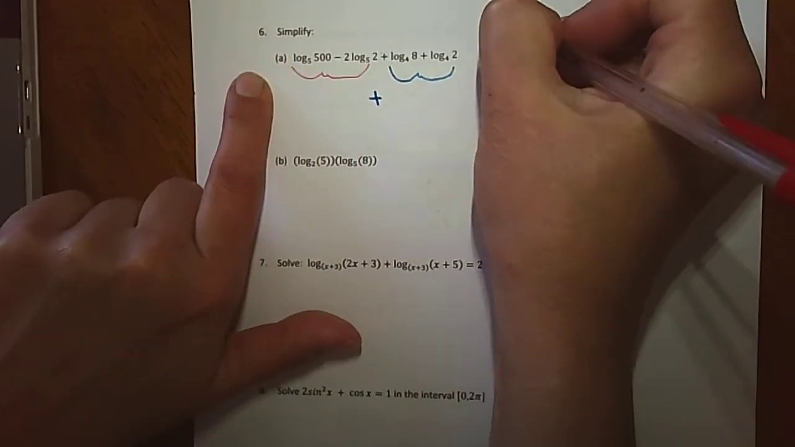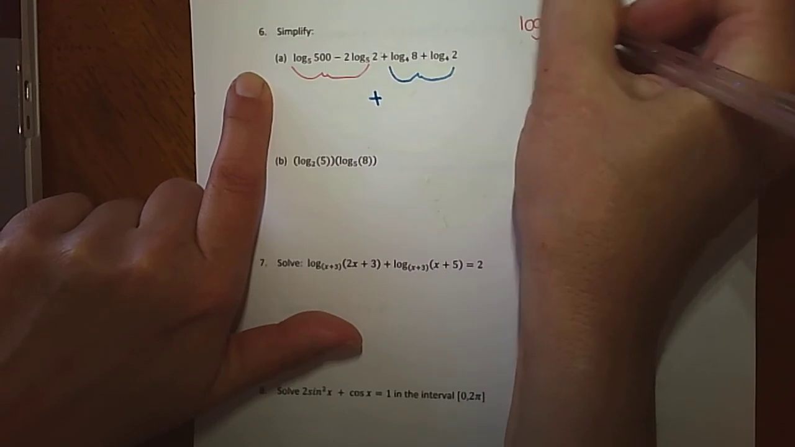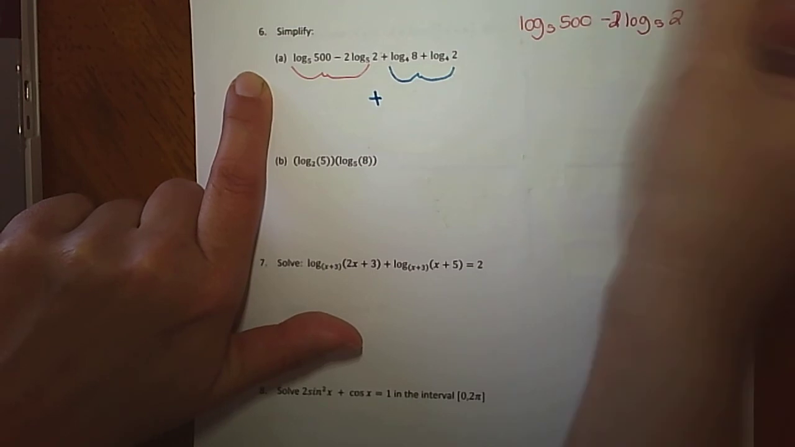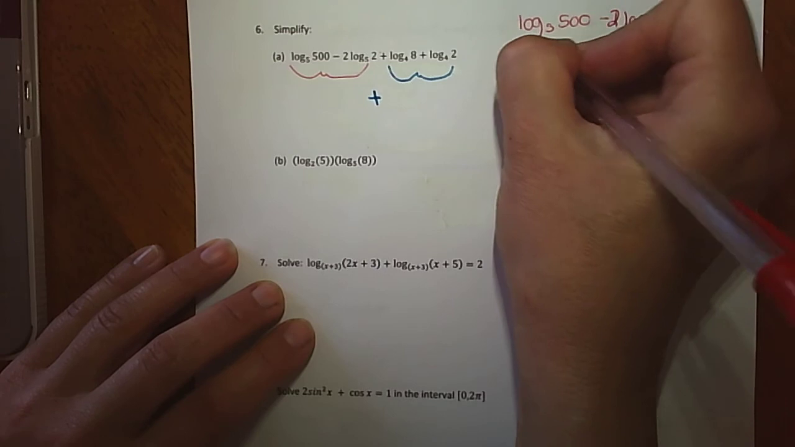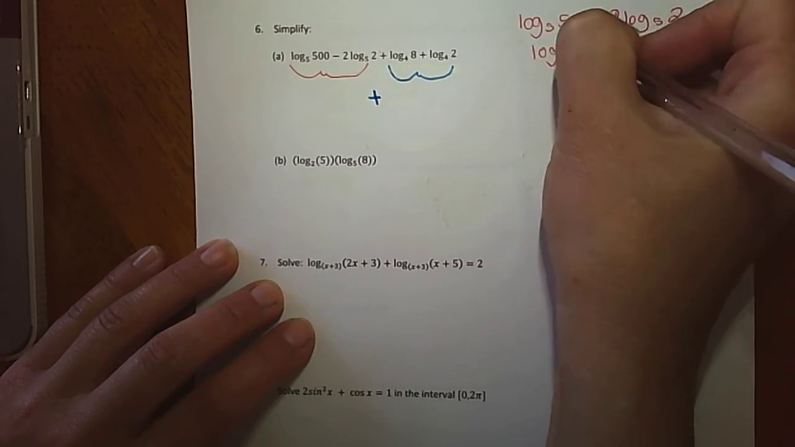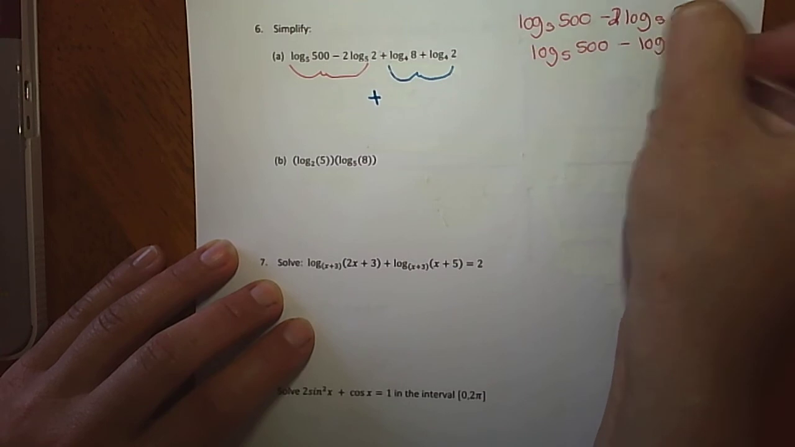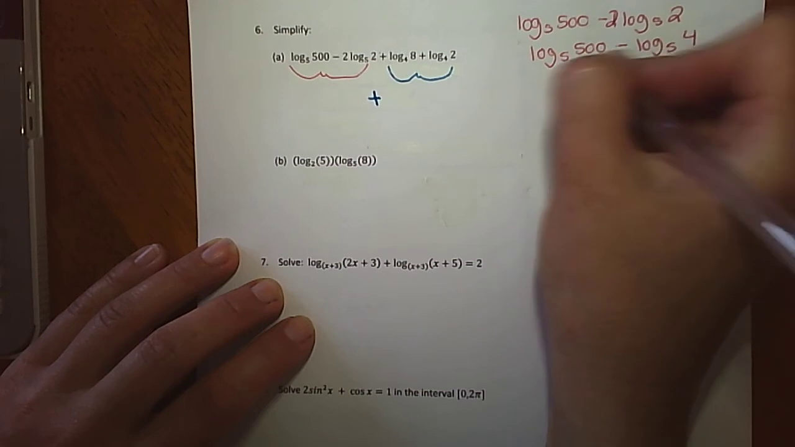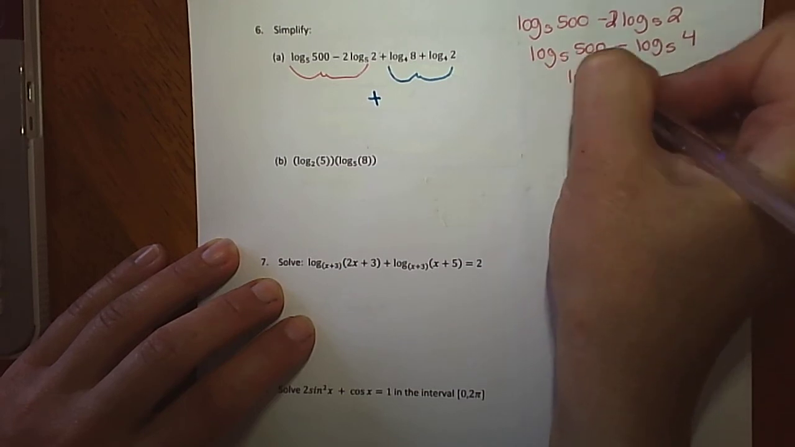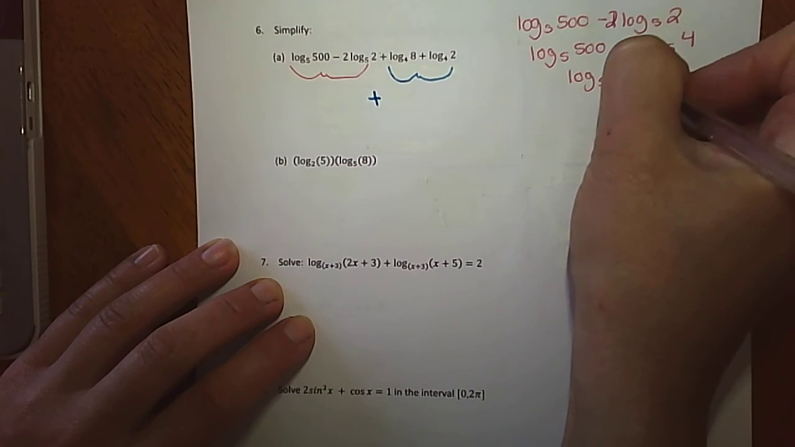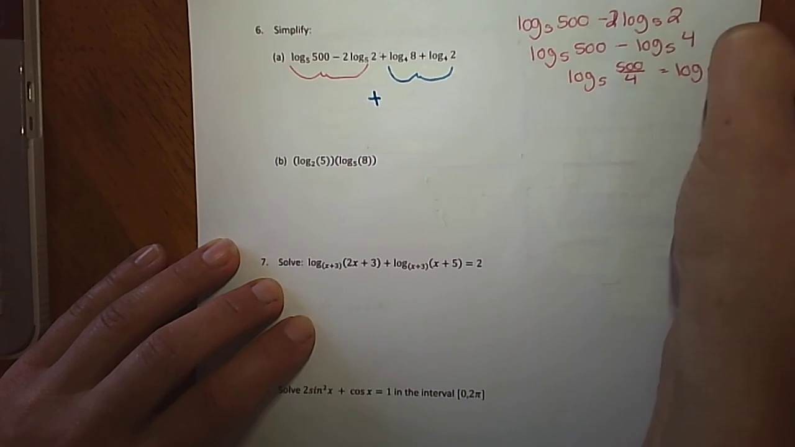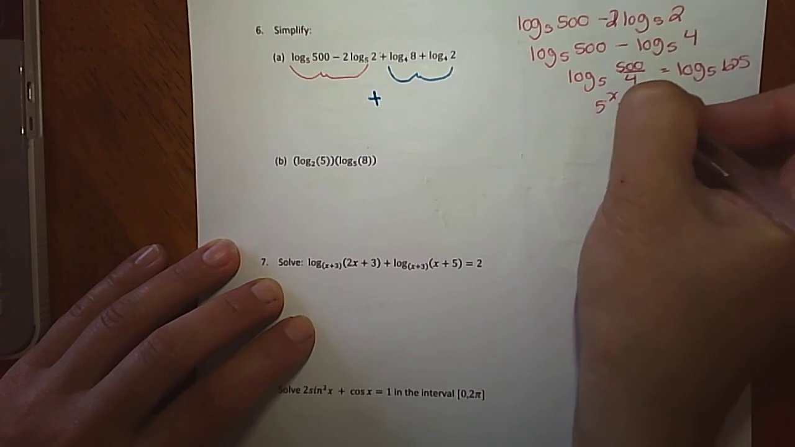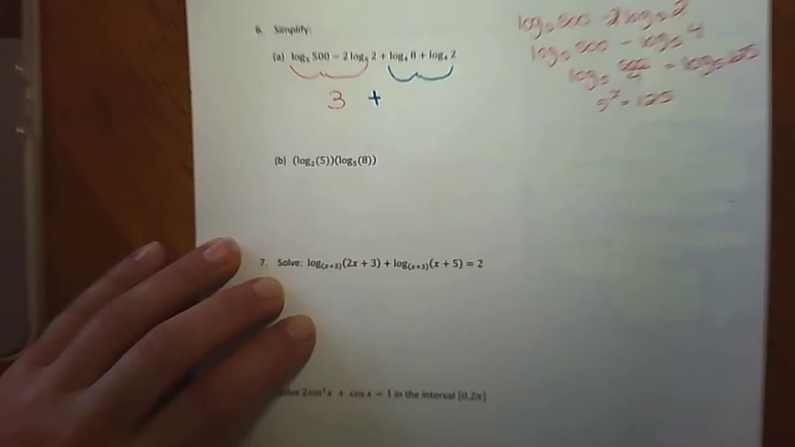Let's take a look at this for a minute. Log base 5 of 500 minus 2 log base 5 of 2. All right, well, this can become an exponent. So that becomes log base 5 of 500 minus log base 5 of 2 squared, which would be 4. Right? And in logs, if they have the same base and it's subtraction, it means division. So this would be 500 over 4, which would be log base 5 of 125. Well, now this is asking 5 to what power would be 125, and that is 3.